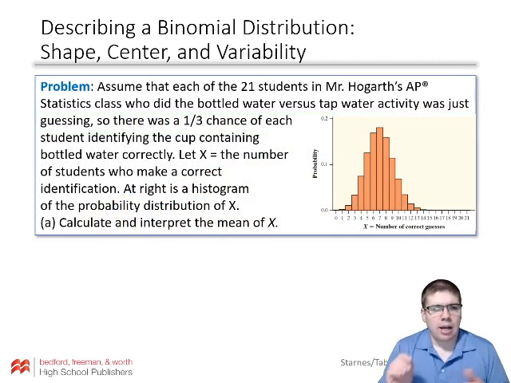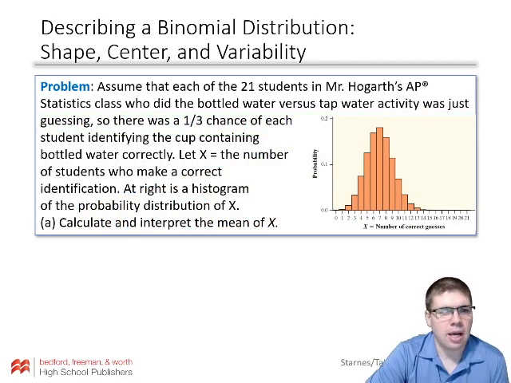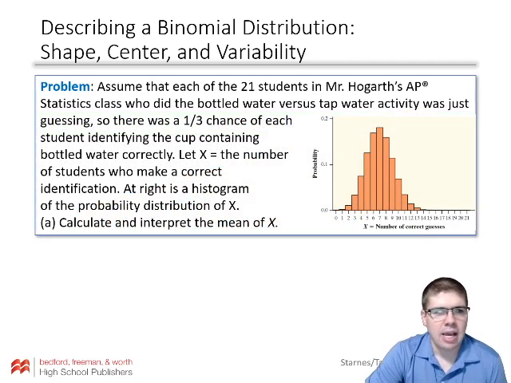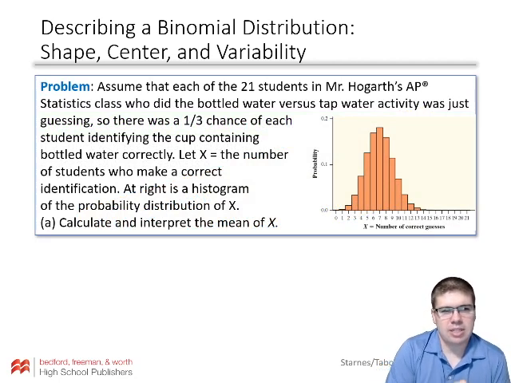So assume that each of 21 students in Mr. Hogarth's AP Statistics class who did the bottled water versus tap water activity was just guessing.